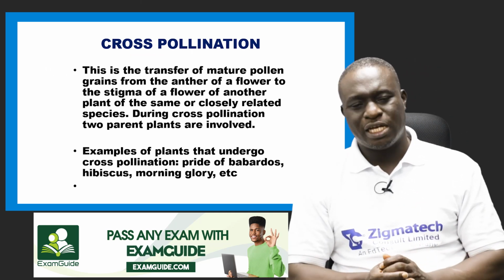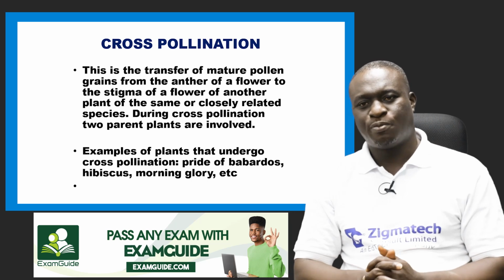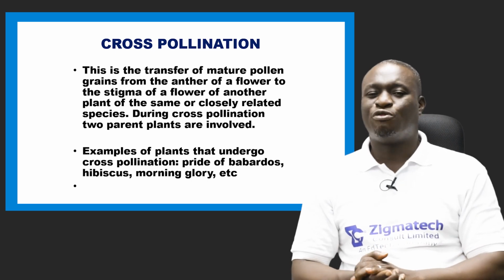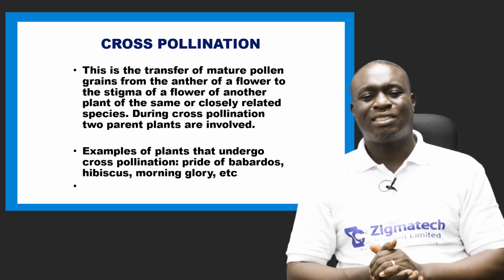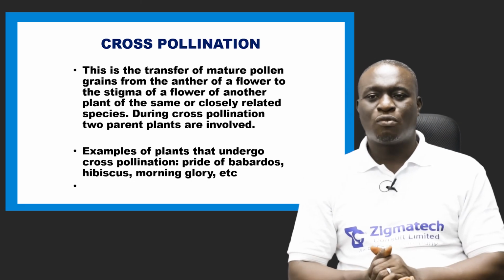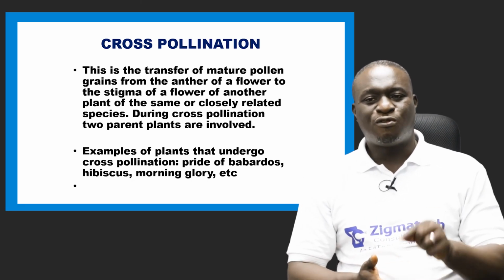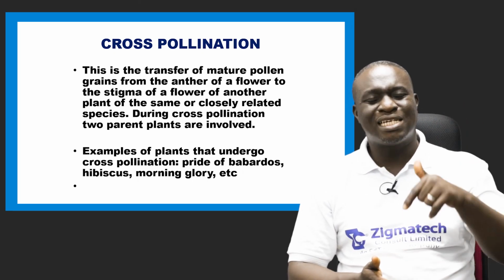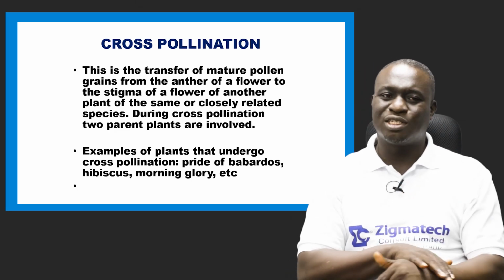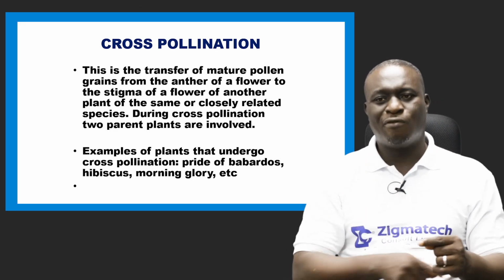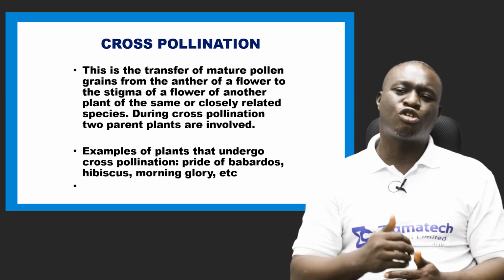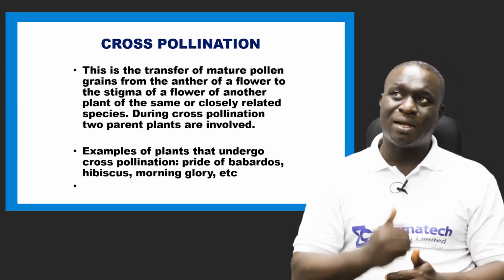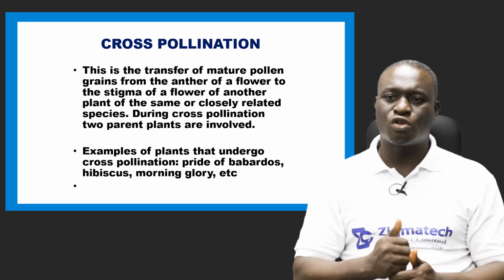Next is cross-pollination. What is cross-pollination? Cross-pollination is the transfer of mature pollen grains from the anther of a flower to the mature stigma of a flower of another plant of the same or closely related species. It must be a transfer to another flower on another plant. During cross-pollination, two parent plants are involved.